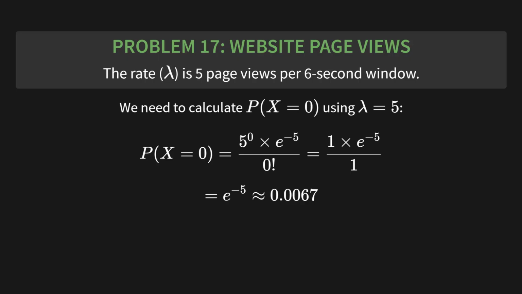So it just simplifies down to e to the negative 5, which is approximately 0.0067. That's a tiny probability, just 0.67%.